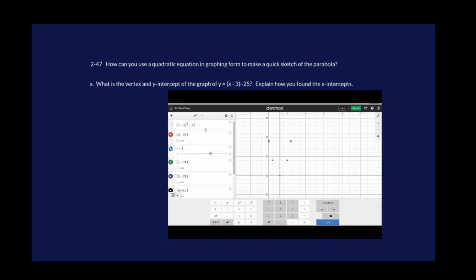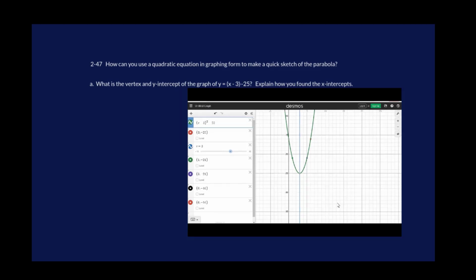I'm going to unmute it. Right now it's muted. So if I've done everything correct, I should first of all have a vertex at 3, negative 25. But now I'm going to go ahead and hit graph. And you can see that's an easy way to graph the equation. And we'll move on to more parts of this particular problem.